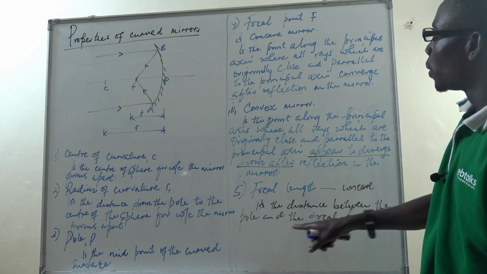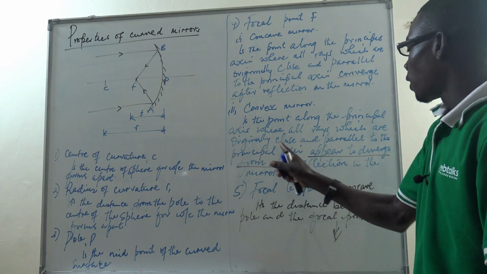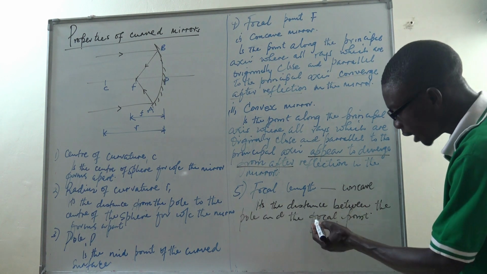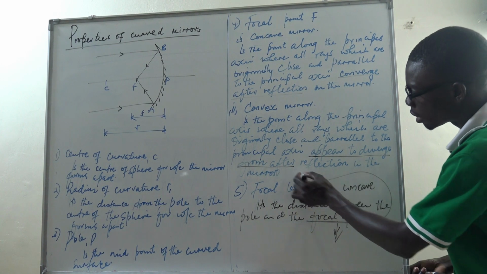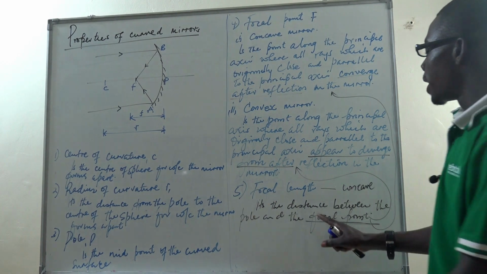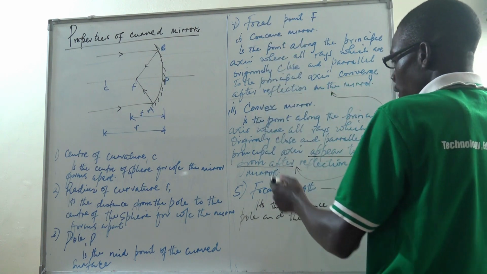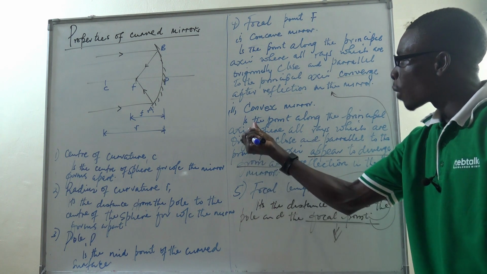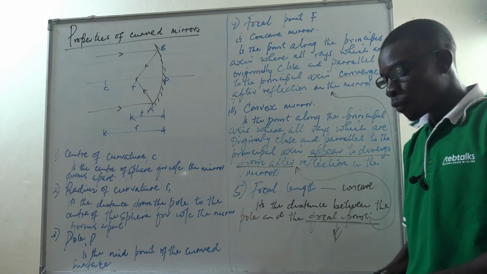If it was convex, you say the point along the principal axis where all rays which are originally close and parallel to the principal axis appear to diverge from after reflection. That is when you're trying to eliminate writing the whole definition. You eliminate the words focal point, because the whole of this is standing for the focal point of a concave mirror, and the whole of this is standing for the focal point of a convex mirror. So you can delete that word by rewriting all this, and then the same for that.